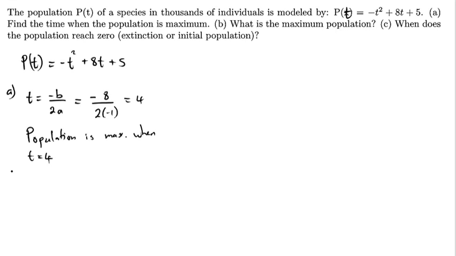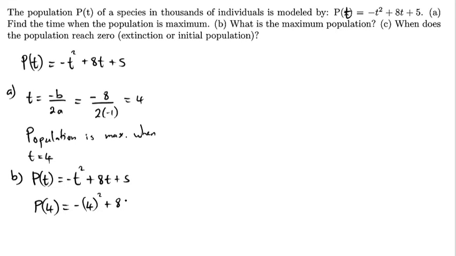Then part B says, what is the maximum population? Since we know that the population is maximum when t is 4, then we just have to take the function that we've been given, P of t, negative t squared plus 8t plus 5, and replace time with 4. So P of 4 is equal to negative 4 squared plus 8 times 4 plus 5.